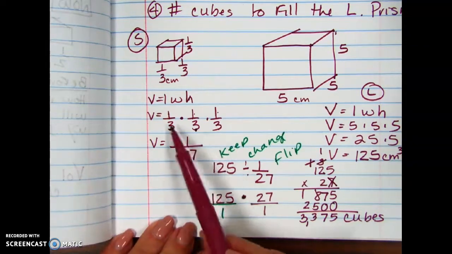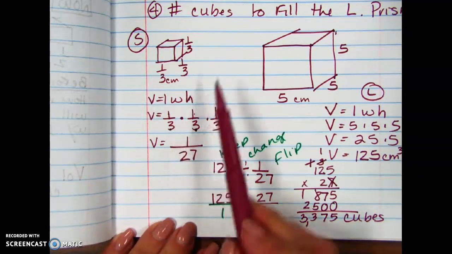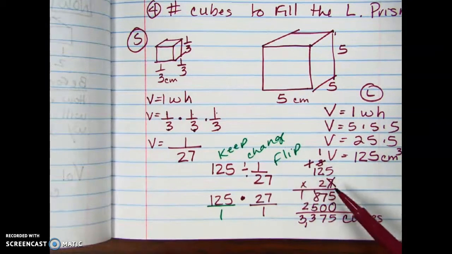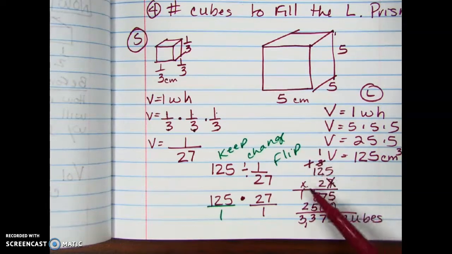But since I'm using 1/3 inch cubes, it's going to be 3,375. Let me make sure I did this right. 7 times 5 is 35. 7 times 2 is 14, plus 3 is 17. Regroup. 7 times 1 plus 1. There we go. Give it a hug and a kiss. Get rid of this and this. 2 times 5 is 10. 2 times 2 plus 1 is 5. 2 times 1. Yes. Okay, it worked out well. And that's how you do it, friends.